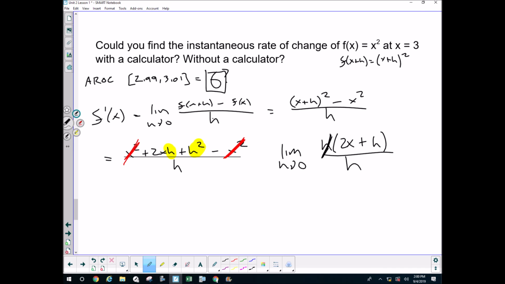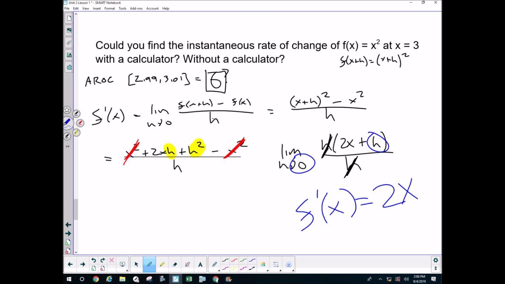This will cancel. Plug in 0 for this. You guys thought it was x. It's 2x.